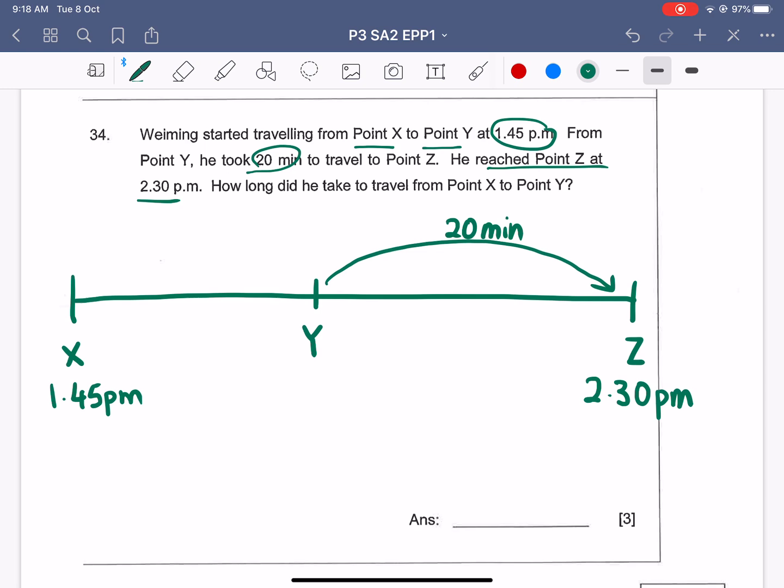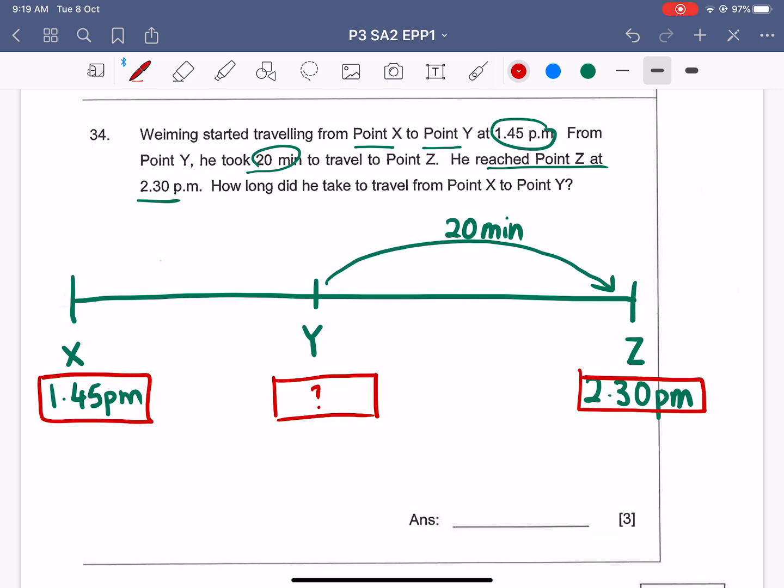Wow. Now that the timeline is correctly drawn, you can see that it is so obvious, right? Now there's something that we do not know. We know the time where he started traveling. We know the time where he reaches, but we do not know the time when he was at point Y. But do you think we can find out?